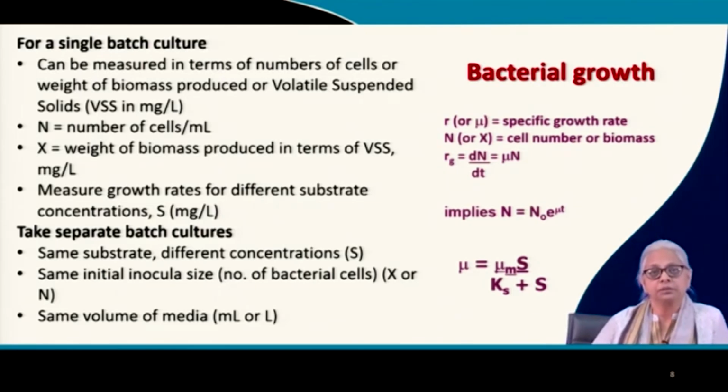For deriving the equation for Monod kinetics, a single batch culture is not sufficient. For that, what you need is the same growth limiting substrate but different concentrations of the substrate. So you will do a series of experiments with different substrate concentrations, with the same initial inoculum size, the same incubation period and incubation conditions, and the same volume of media, so that everything else is the same except the substrate concentration.